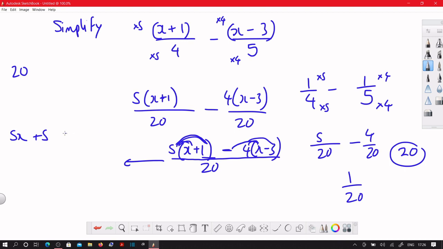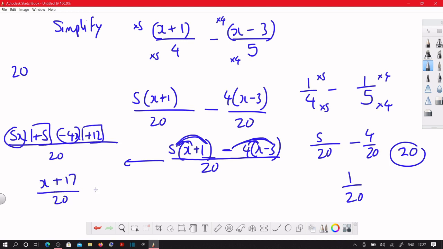Negative 4 times x is negative 4x. And then negative 4 times negative 3. 2 negatives make a positive, that'll be positive 12. That could be simplified further. You've got 5x take away 4x is 1x, and then 5 plus 12 is 17 over 20. Right, that's the final answer. This thing over here has been simplified.